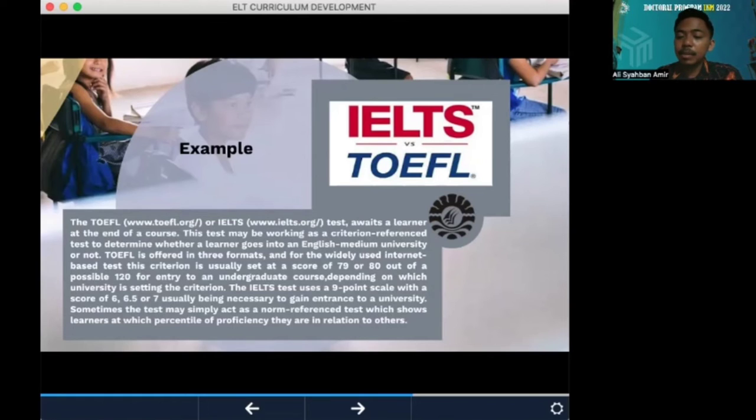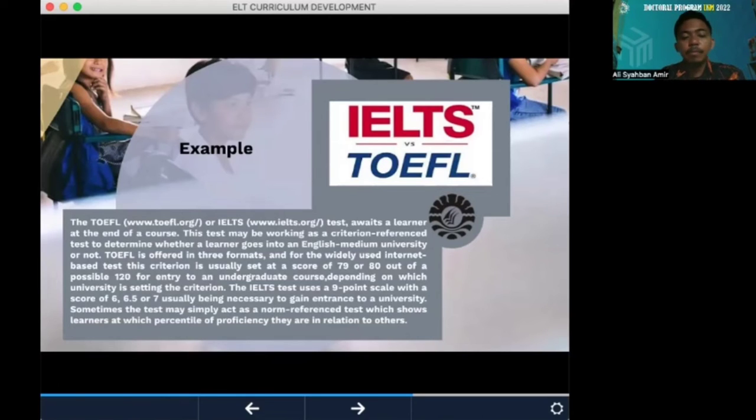The IELTS test uses a 9-point scale with a score of 6, 6.5, or 7 usually being necessary to gain entrance to a university. Sometimes the test may simply act as a norm reference test, which shows learners at which percentile of proficiency they are in relation to others.